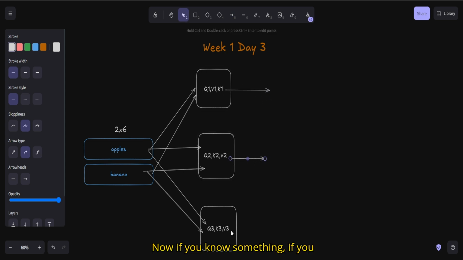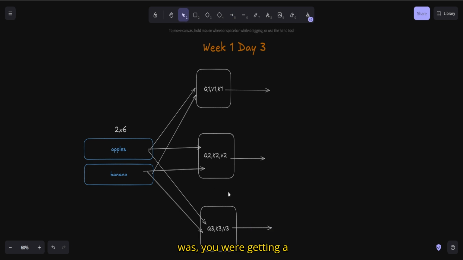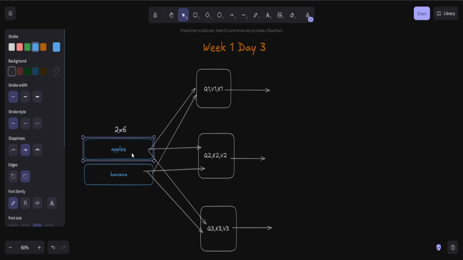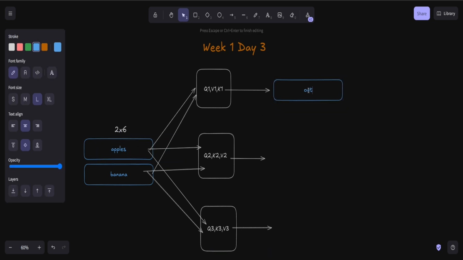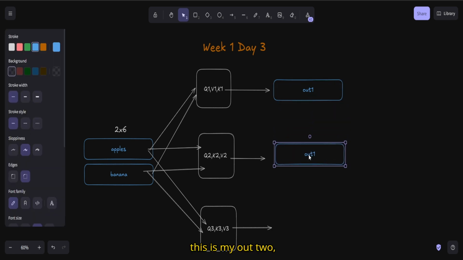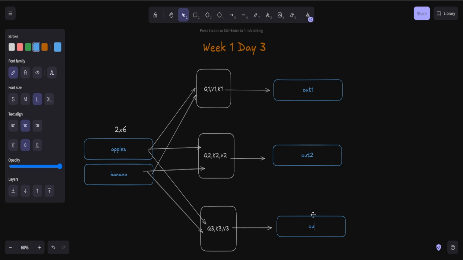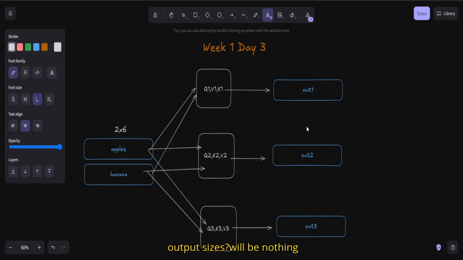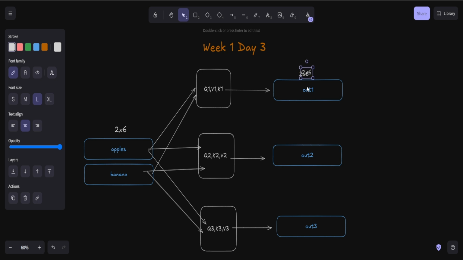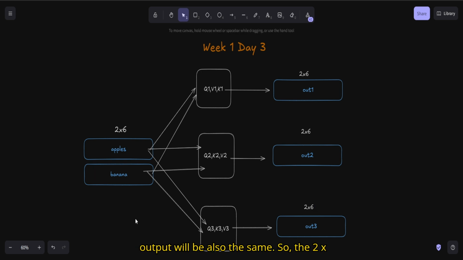If you remember, whatever my input was, you were getting an output of the same length. So of course, the output will also be the same. Let's say this is my out 1, this is my out 2, this is my out 3. What will be my output size? All my output sizes will be 2 cross 6, all of them. Because the sequence we are inputting, the output will also be the same. The 2 cross 6 means two words and 6 letters. That's how I am doing the embedding here.